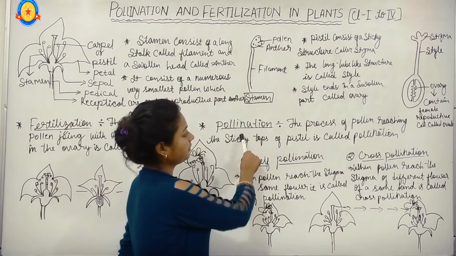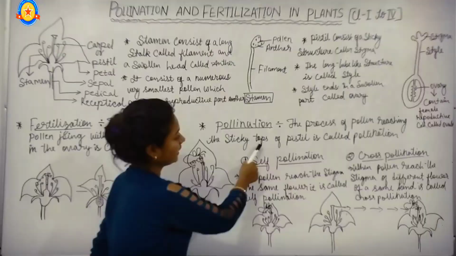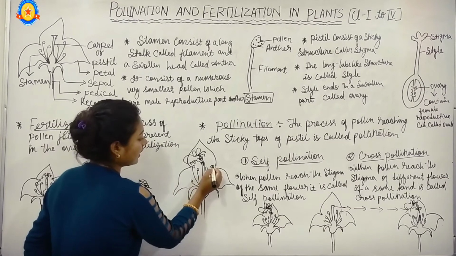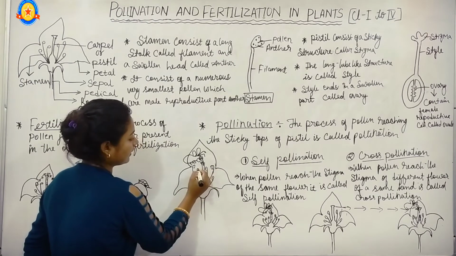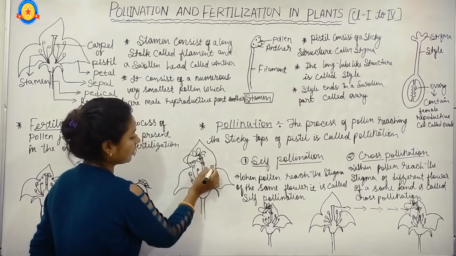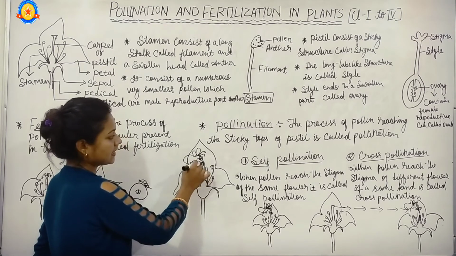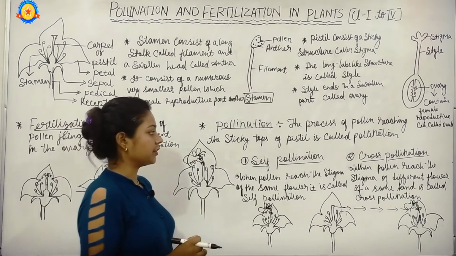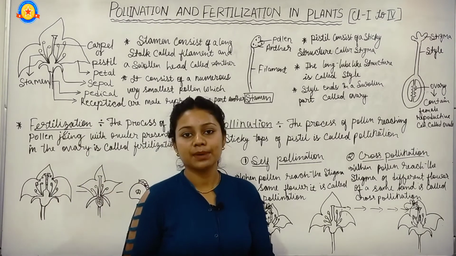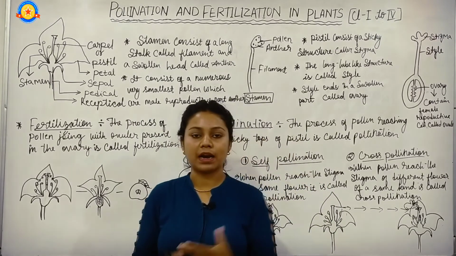What is pollination? The process of pollen reaching the sticky top of a pistil is called pollination. Here the pollen grains are reaching the stigma, the sticky part. This is called pollination. How does the pollen reach the stigma?